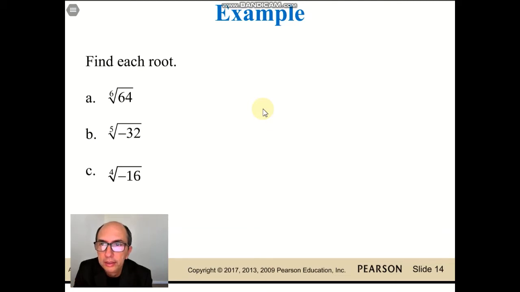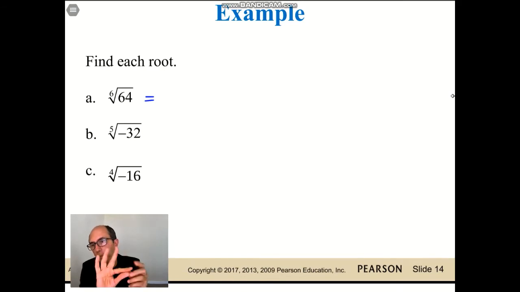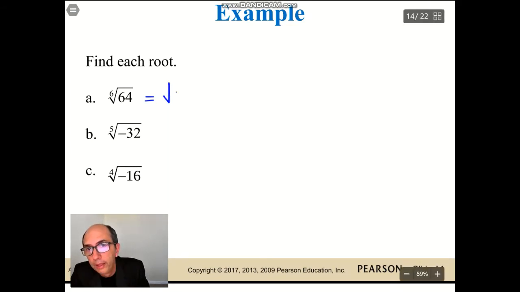First, letter A, the 6th root of 64, and I'm guessing it's going to be 2, but let's check. Counting on your hands: 2 times 2 is 4, times 2 is 8, times 2 is 16, times 2 is 32, times 2 is 64. So 64 is equal to 2 exponent 6. That means this is equal to 2.